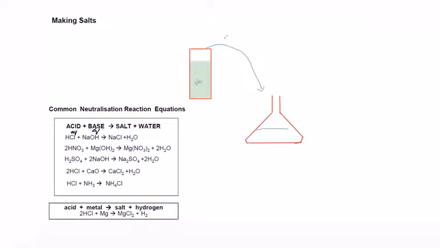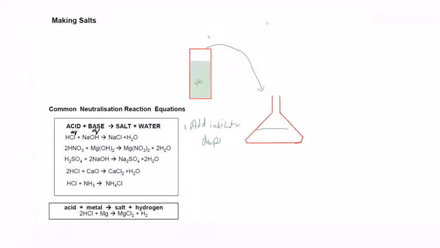Then the second step, we add an indicator. Indicators are weak acids which show different colors in different media. If you use phenolphthalein, it will be colorless in acid. We add drops of indicator, but not too much; only a few drops are enough. So when we add drops of indicator, if phenolphthalein is used, it will remain colorless.